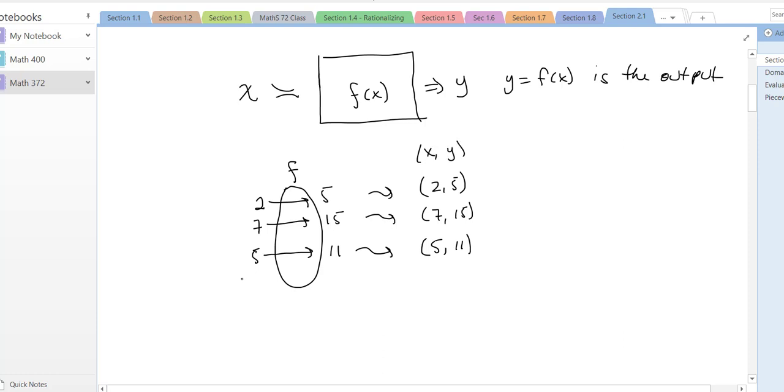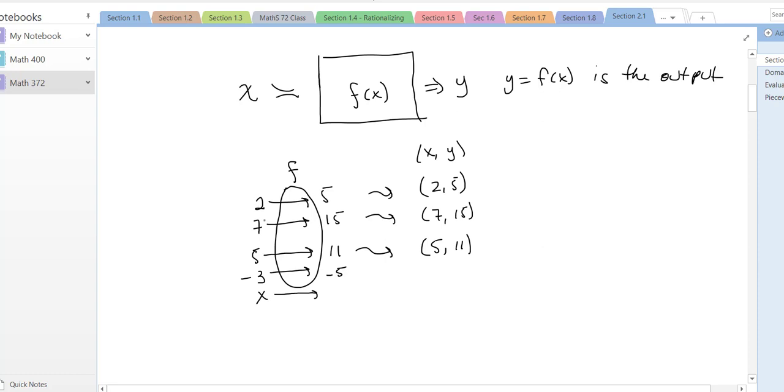Let's try a negative number. So negative 3 goes in. So now what comes out? And if you're seeing the pattern, you might already know that negative 5 comes out. So what is the rule? So if x goes in and into this function machine, what comes out? So what are we doing to the x values, to the inputs?